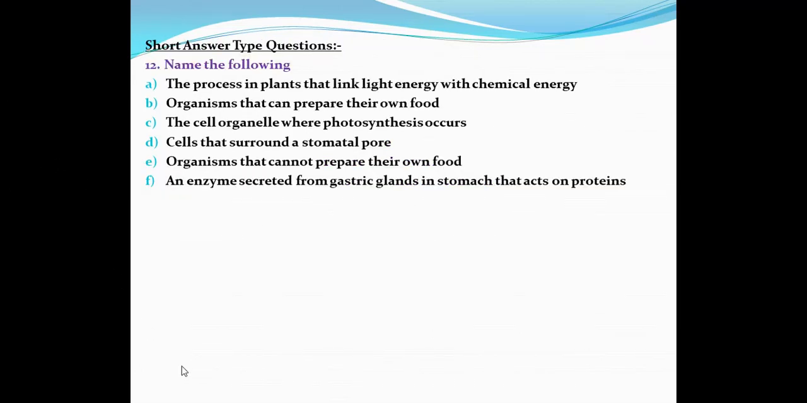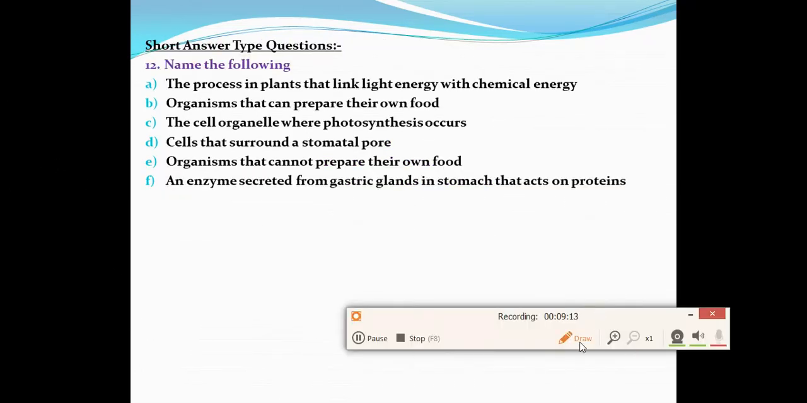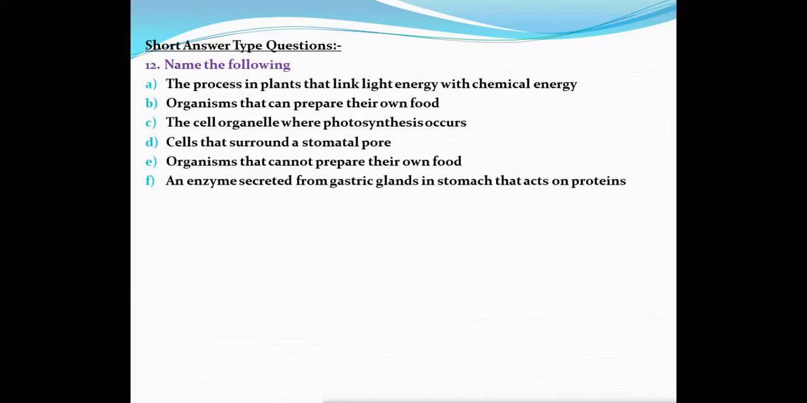Now come to question number 12. From here we will discuss the short answer questions, and the first question is: name the following. So see, 6 questions are asked and we have to give the names in one word, right?